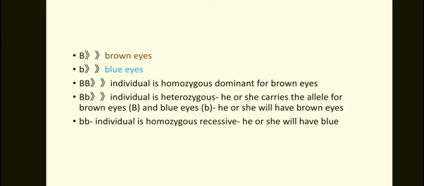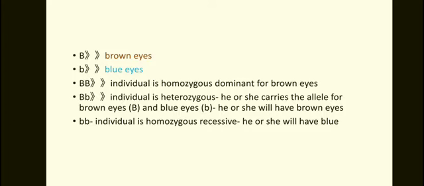So he or she will have what? Brown eyes. Why? Because the dominant characteristic is present. What is the dominant characteristic? It's brown eyes. So this individual has got one allele that is dominant. So that one allele that is dominant, brown eyes, is going to mask the recessive allele.